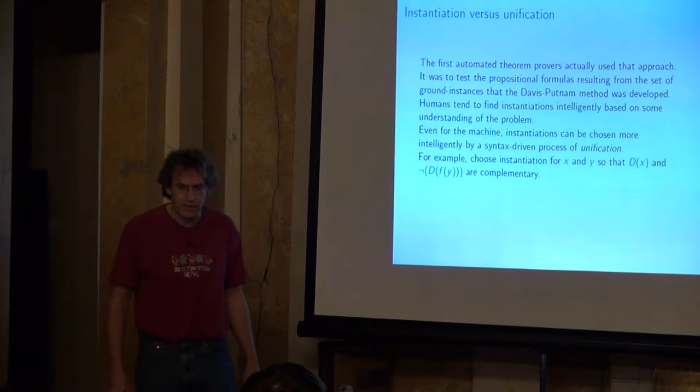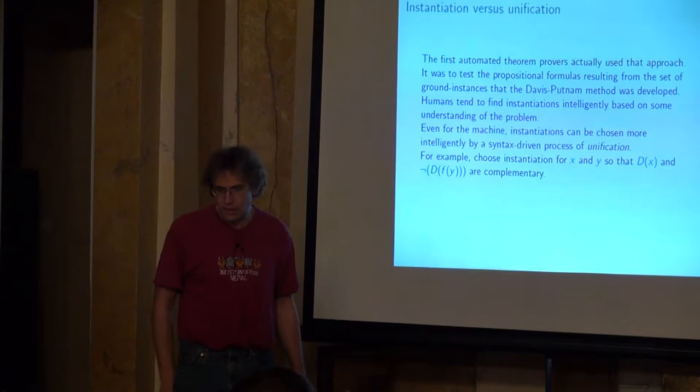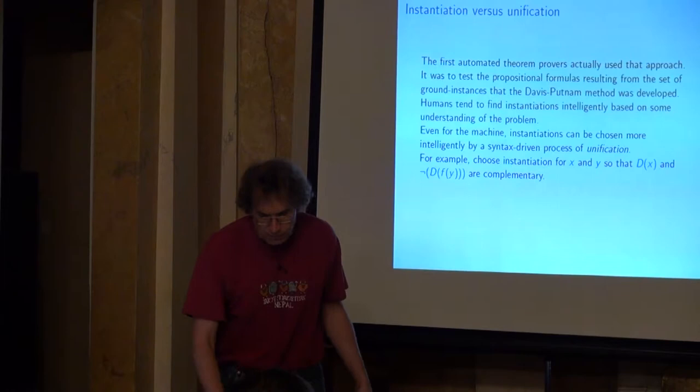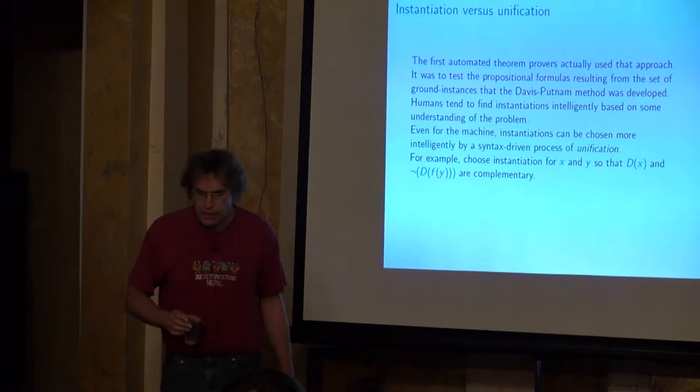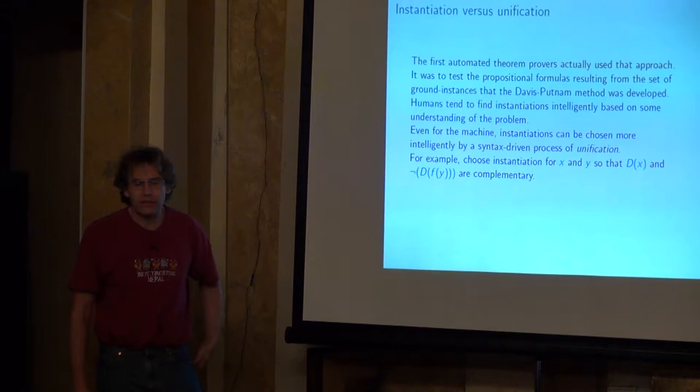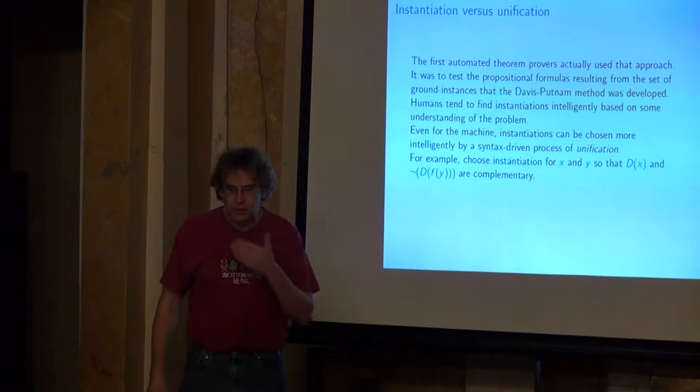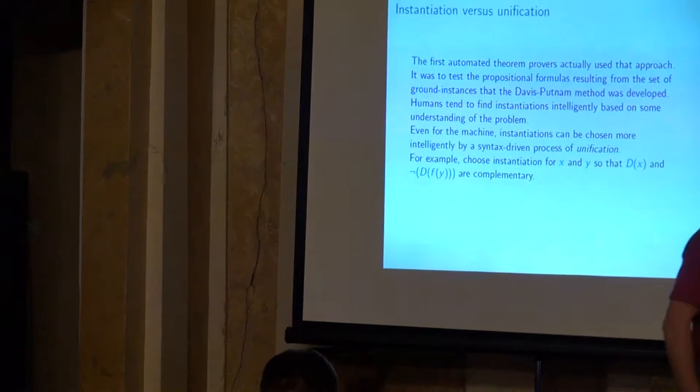If you work in the sort of AI side of automated theorem proving, you may be interested in trying to make the machine instantiate variables more efficiently based on some understanding of the problem. However, even if you don't do that, you can at least try to drive the choice of instantiation by some kind of algorithmic process. And by far the most influential is the use of so-called unification.